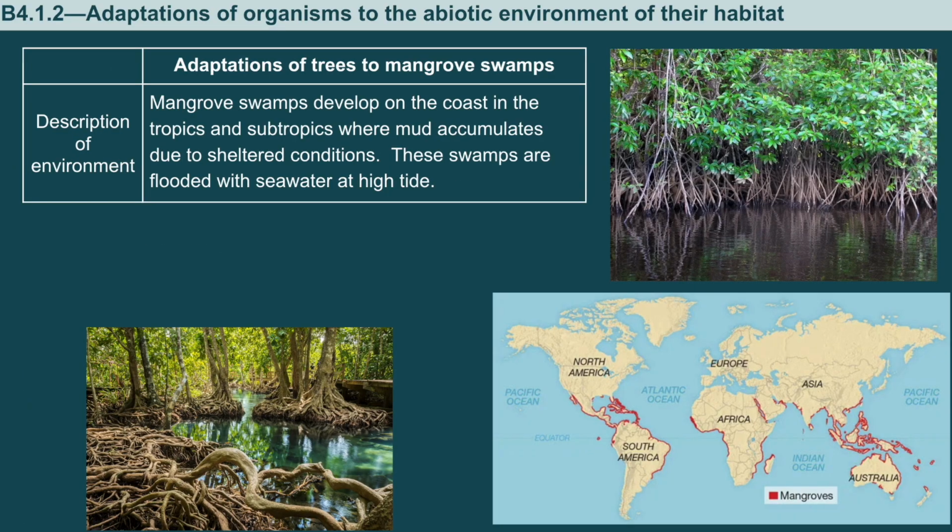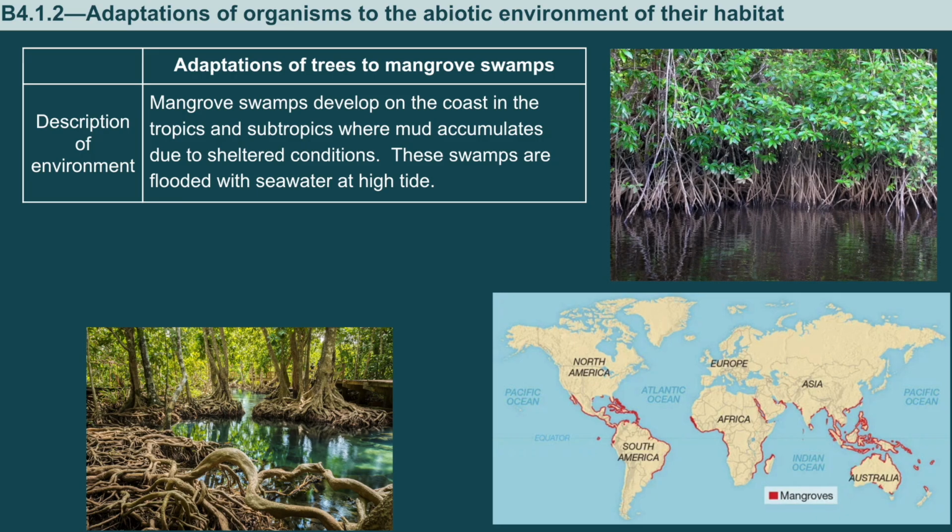Okay, and the second example I would like you to be familiar with is adaptations of trees to mangrove swamps. Now, note mangrove swamps develop on the coastlines, typically where mud is accumulating, and you're going to see that these are swamps flooded with seawater at high tide. They tend to occur here where it's warm, near the equator. You can see here in red where the mangroves are.